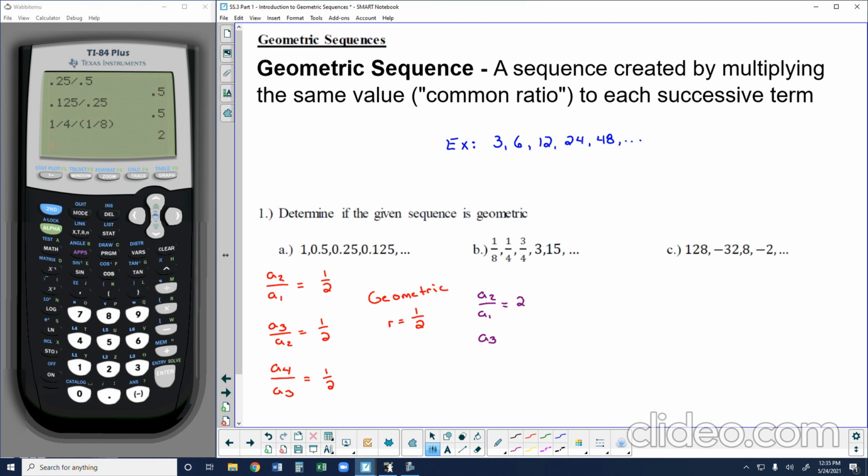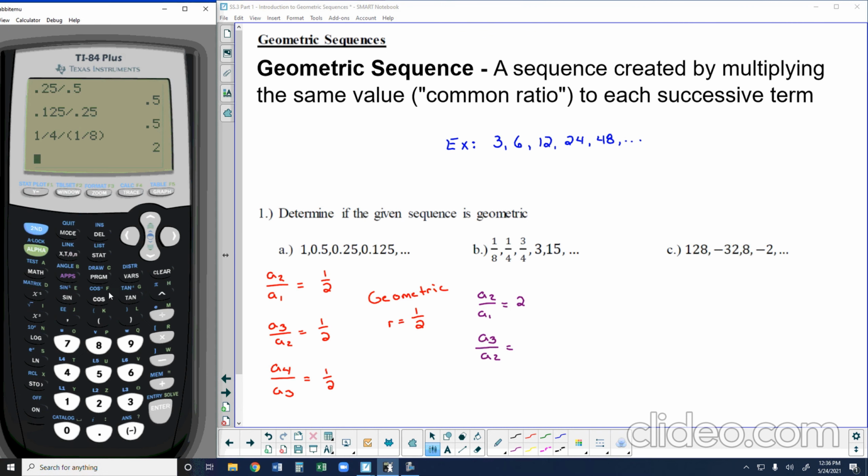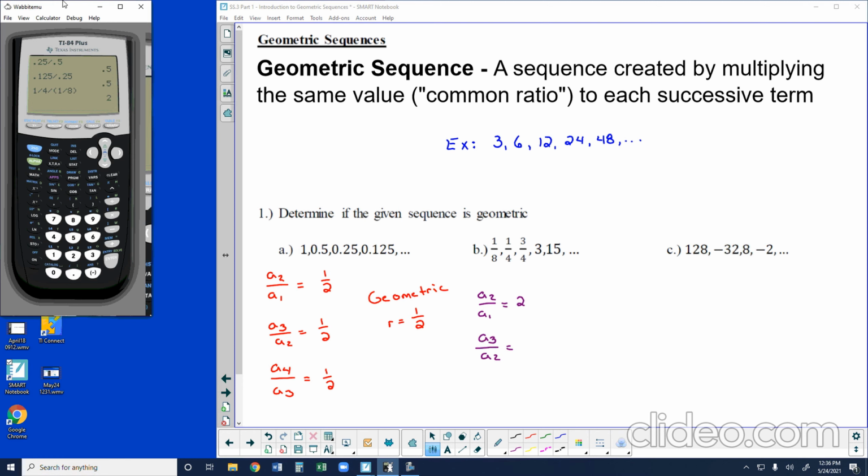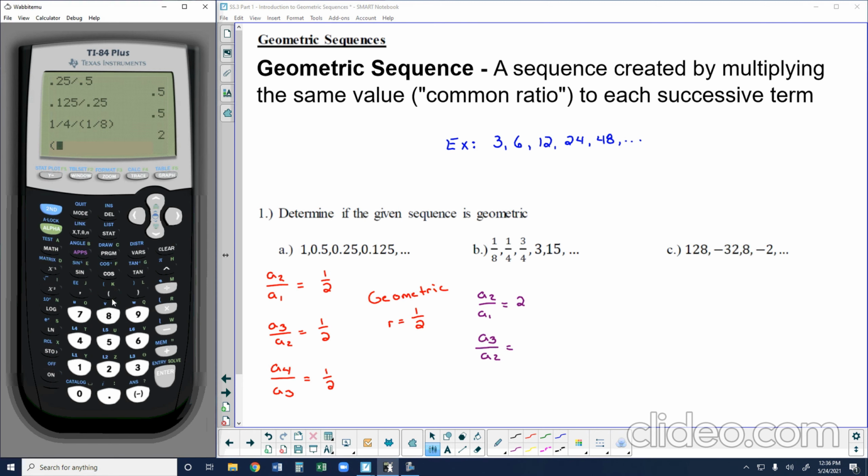And then I'm going to do the third term divided by the second term. So my third term here is 3/4. I'll do 3/4 divided by 1/4. And that would give me 3. So already we see, excuse me, a different ratio. And so this would be not geometric. There may be some kind of sequence, but all we're checking right now is to see if it is geometric or not.